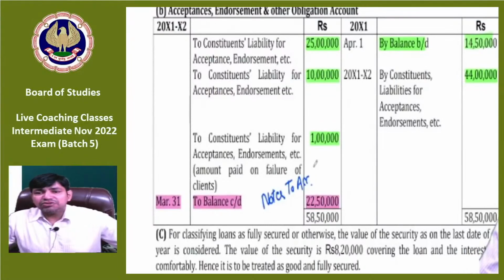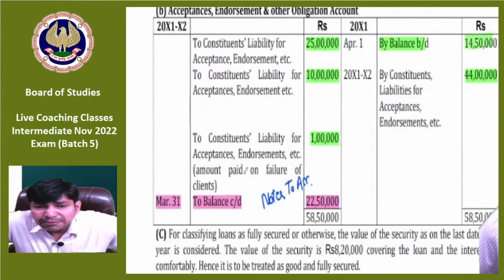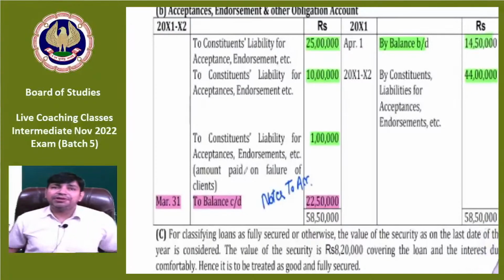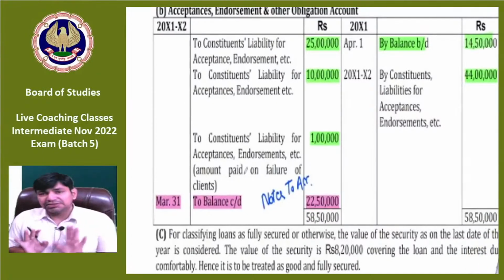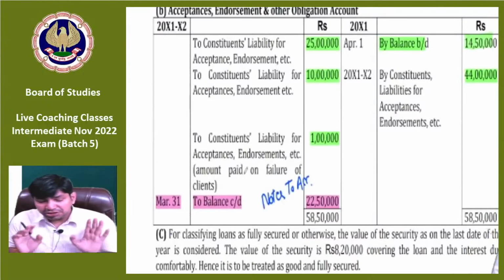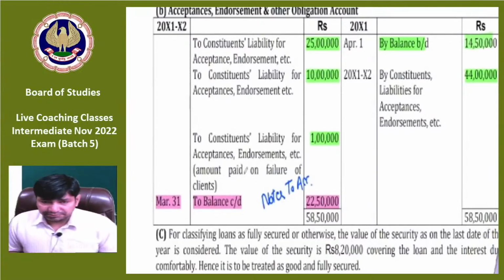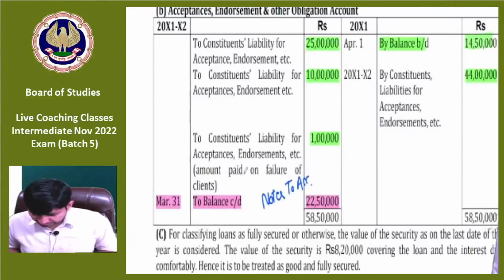Sir, acceptance endorsement is what for the bank? Gayatri beta, contingent liability. We are calculating just the contingent liability, how much contingent liability is pending. Okay, beta? Namrata, clear.